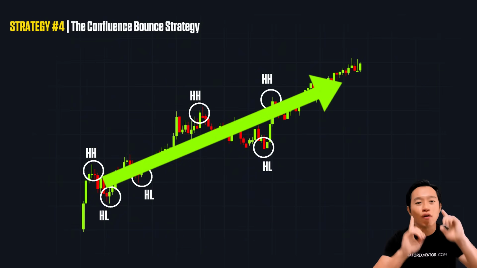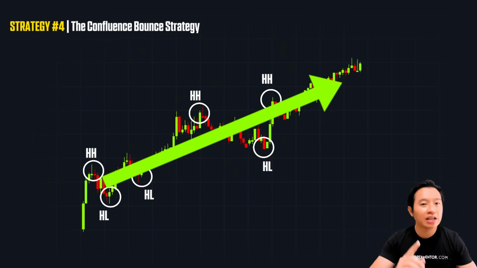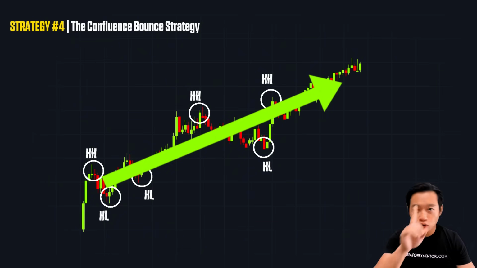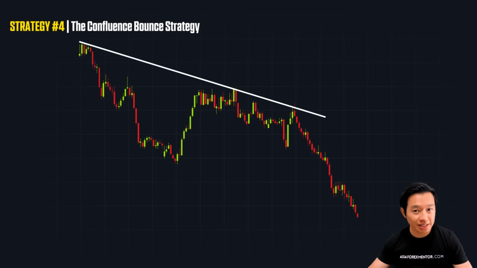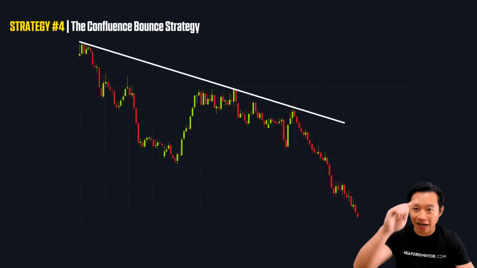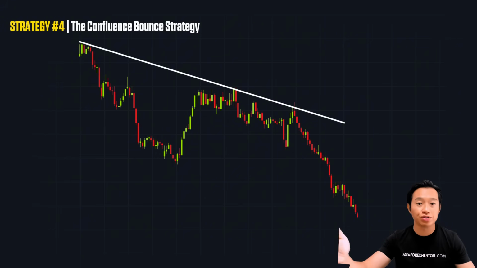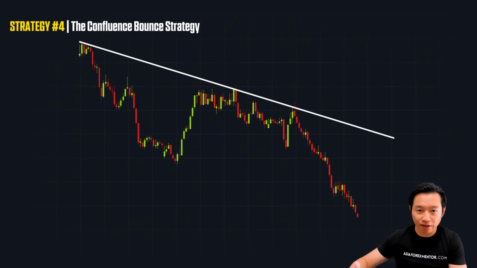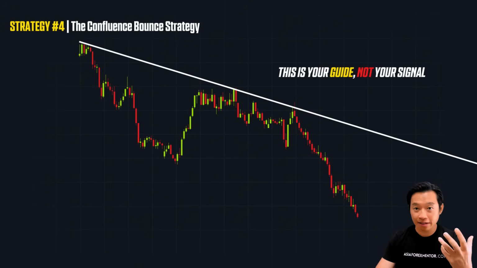So now, once you confirm the trend, whether it's an uptrend or downtrend, you draw your trend line using 2 or more swing points. In a downtrend, you connect the swing highs. In an uptrend, you connect the swing lows. Then you extend the line forward. So this is your guide. Remember, I said a guide. This is not your signal.